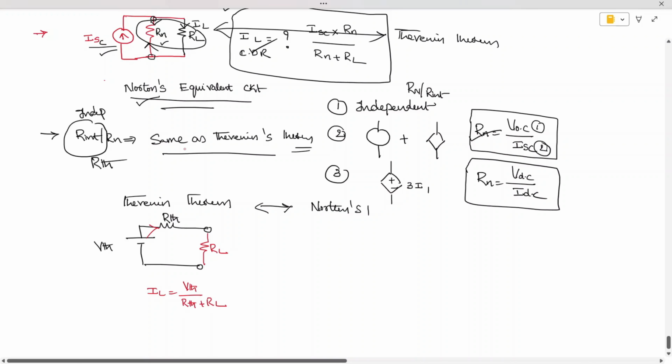Okay, this is the one property of Thevenin's. Here R Thevenin and RL are connected in series connection. Okay, so R Thevenin and RL are connected in series. So the duality of Thevenin's theorem is once again Norton's theorem.